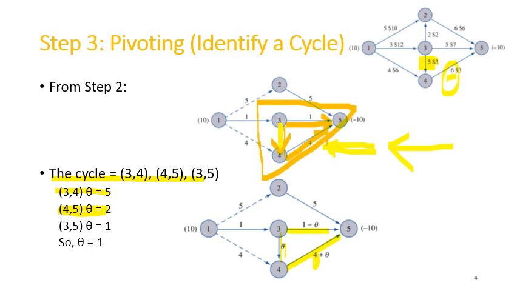Now for the arc of 3 to 5, the current flow is 1. And how much can we decrease this flow? The answer is 1 because you cannot have a negative flow, right? From 3 to 5, currently you have 1 flow. If you want to reduce it, the possible decrease that you can do is 1 at most. Now consider all the arcs in the cycle. You take the minimum of these 3. So the minimum of 5, 2, and 1 equals 1. So theta equals 1 for the entire cycle. And that's how we complete step 3.